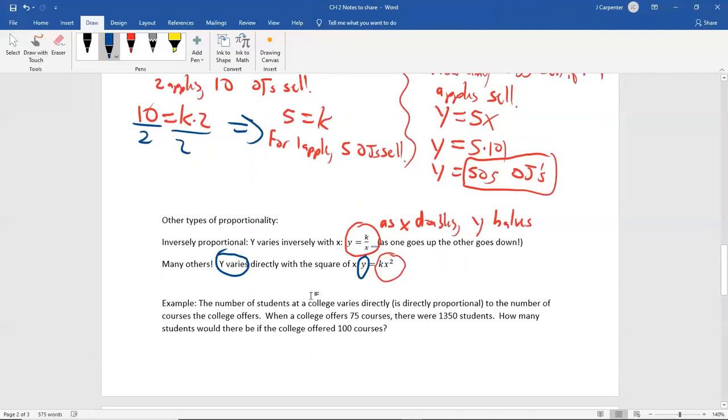The number of students at a college varies directly, i.e. is directly proportional. I'm saying that the phrase varies directly has the same meaning as saying is directly proportional. The word proportional can be exchanged with the word varies, so there's some important language to understand and remember. So the number of students is directly proportional to the number of courses. I think that makes sense. The more students you have, the more courses you're going to have to offer. That at least makes some type of sense.